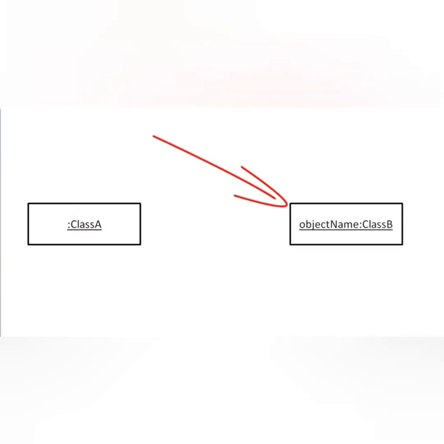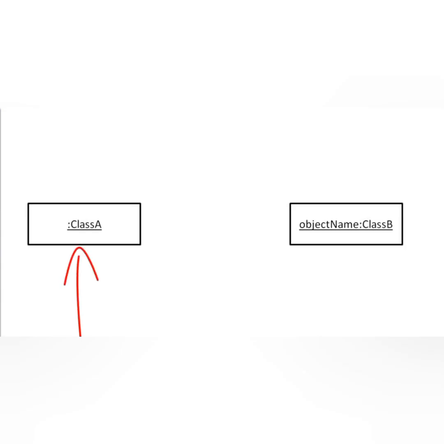Now let's say within this instance there is some code that's capable of producing another object, and this is the other object here. Now this is an instance of class B. How do I know that? Because I look at the colon, and to the right of the colon it says class B. The whole lot's underlined, and to the left of the colon we've got the name of the actual object itself, which I've simply called object name.